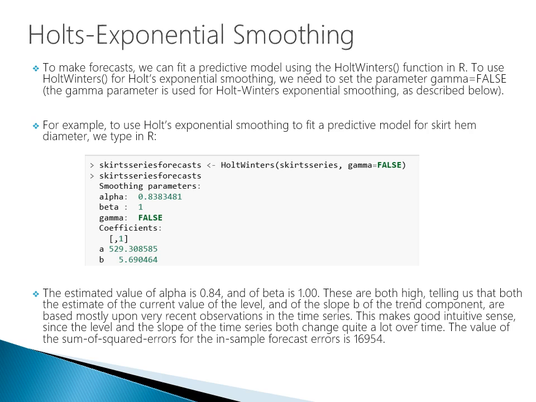The estimated value of alpha in this example is 0.84 and beta is 1. These are both high, and that tells us that both the estimate of the current value of the level and of the slope b of the trend component are based mostly upon very recent observations in the time series. This makes good intuitive sense, since the level and the slope of the time series both change quite a lot over time.